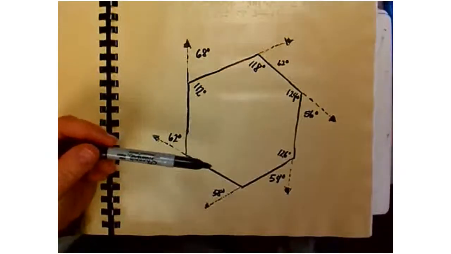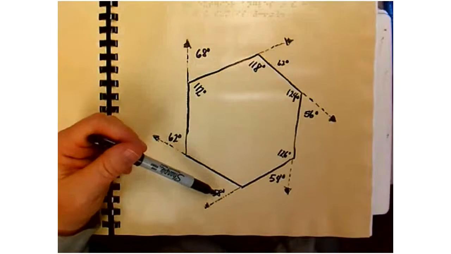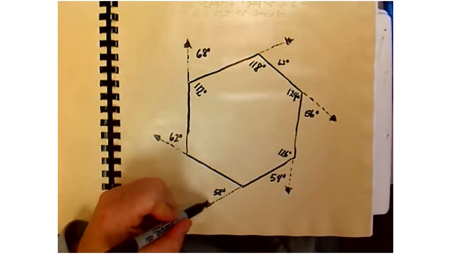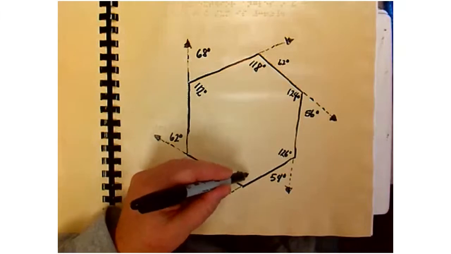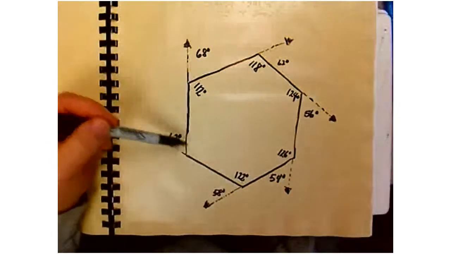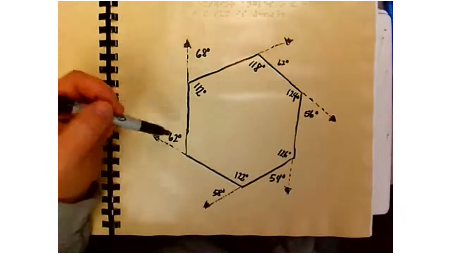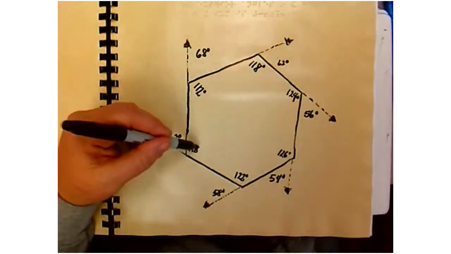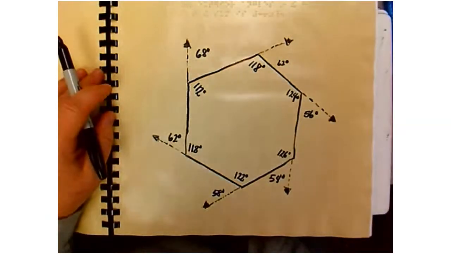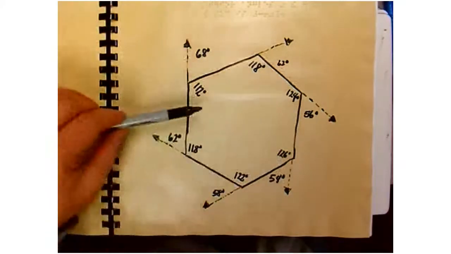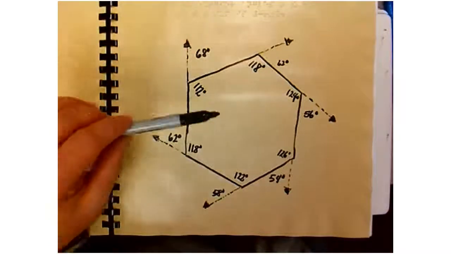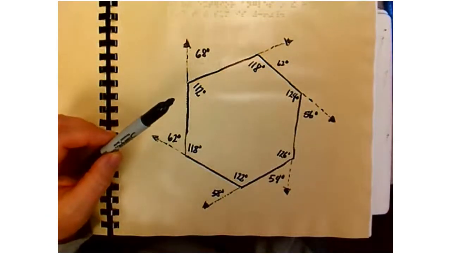146. 126. The very bottom one, the exterior angle, is 58. What would be the interior? 122. And then the one all the way to the left is another 62-degree angle, so that interior is 118.